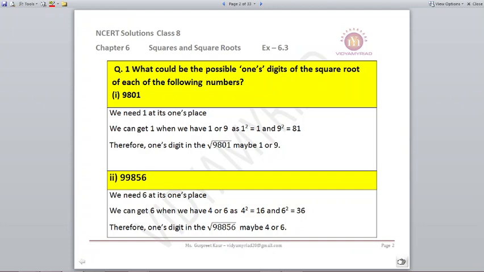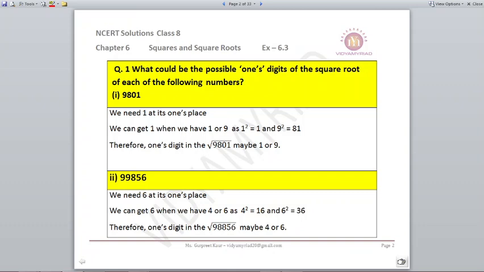Now I need to think about where 1 can come on squaring. If I do 1 into 1, then 1 will come. If I do 9 into 9, 81 and 1 will come. That means if I want to take the square root of 9801, the ones digit of that number can be 1 or 9, because at both places 1 can come.